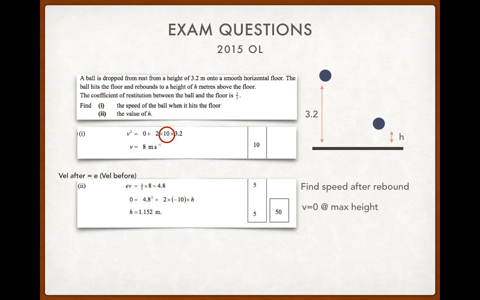If we do that, we have ev, which is the velocity after, e being 3/5 multiplied by the velocity before, which is 8, gives me a velocity of 4.8 meters per second. So now we know the initial velocity in the third section, which is the ball rising up. If we apply the final velocity is 0 at the maximum height, we can use v squared is u squared plus 2as again. Once more, we should have minus 9.8 rather than minus 10. It's rounded, and you get an h value of 1.152.